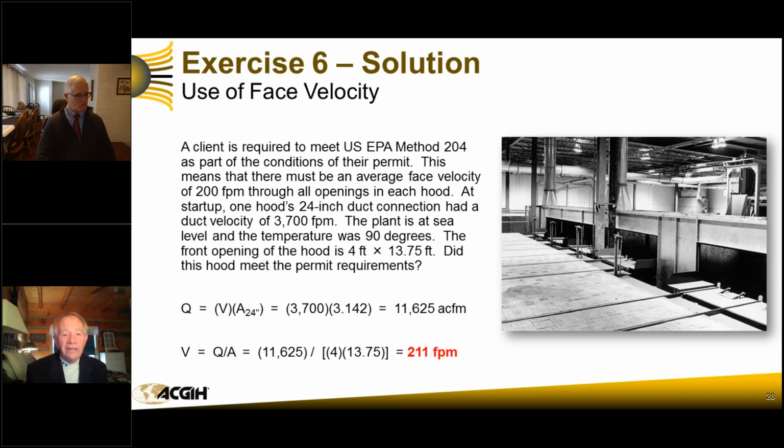So our velocity times our area equals a total CFM. And this often happens, that we have to come up with our total CFM before we can back into our velocity. Total CFM in this case, 11,625 ACFM. We then come back and solve for velocity by taking our volumetric flow rate divided by our area, and we find that in fact it did exceed the 200 feet per minute minimum requirement for Method 204, which by the way is found in chapter 13 of our ventilation manual if you want to look at that too, or the 40 CFR Part 60 in the Code of Federal Regulations.